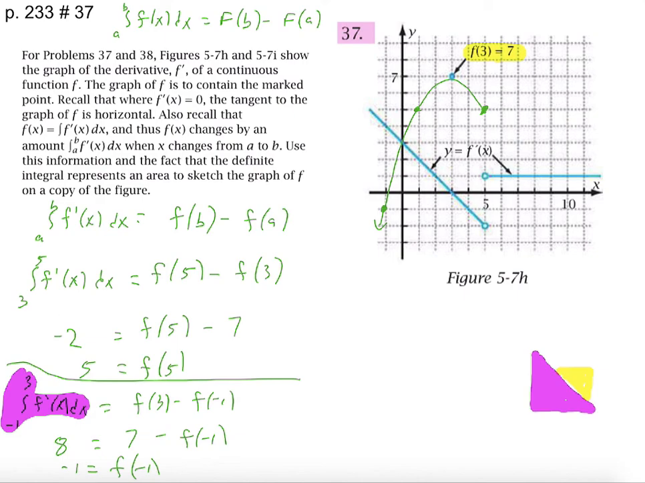And we also know, because everything from 5 on, f prime is constant, which means f is linear with a slope of 1, so we can just draw that line with a slope of 1. And that's a pretty good sketch of f of x.